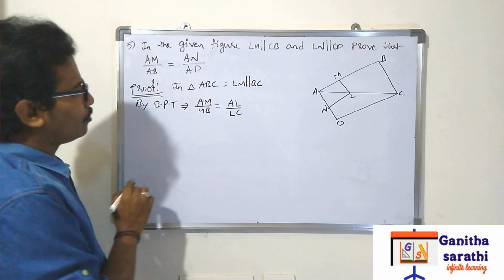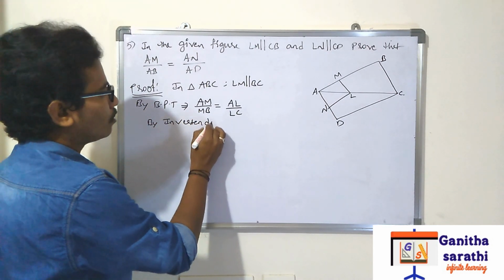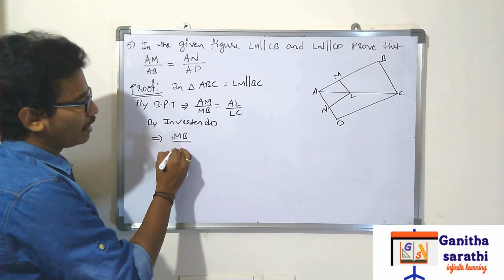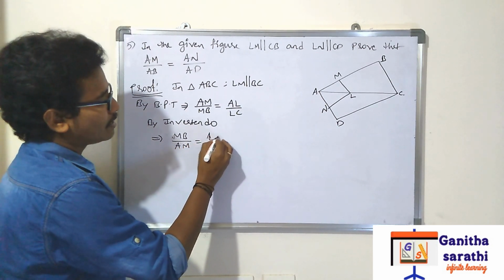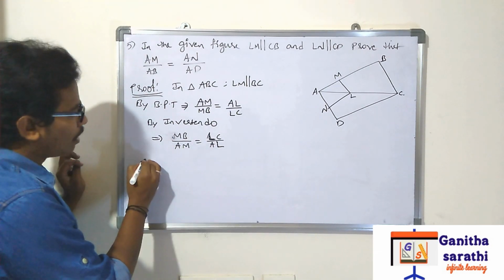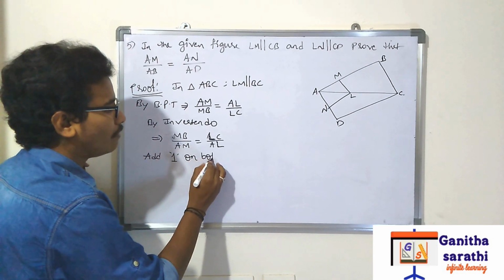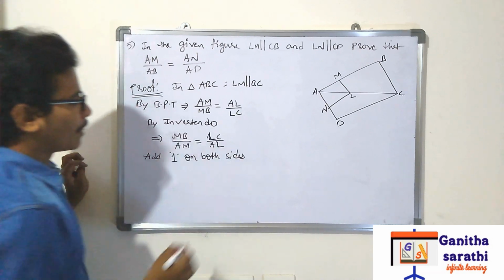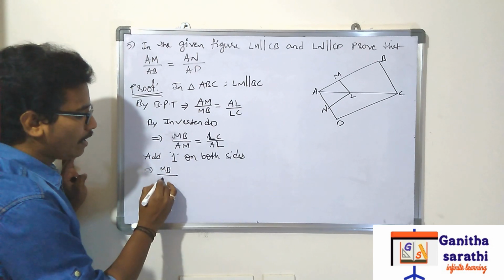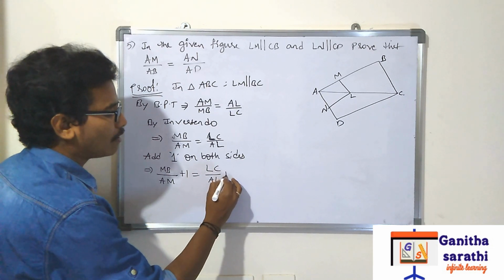Now, what should you do? By invertendo, see here. Invertendo means reversing. MB by AM is equal to LC by AL. Now add 1 on both sides. Why should we add? For getting our proof. If you add 1 on both sides, MB by AM plus 1 is equal to LC by AL plus 1.